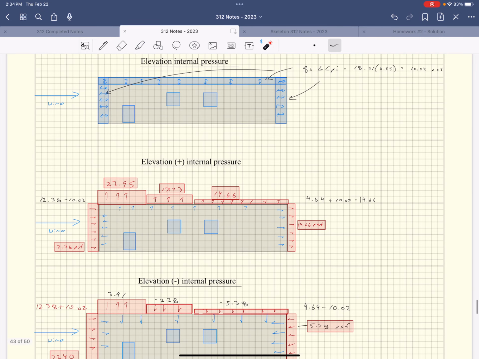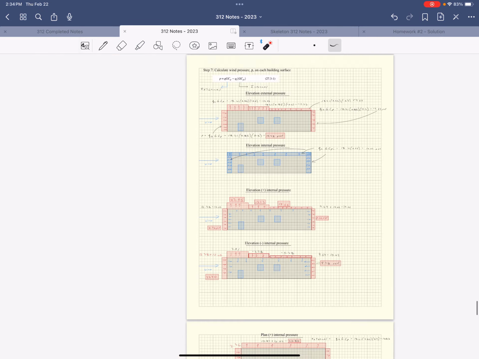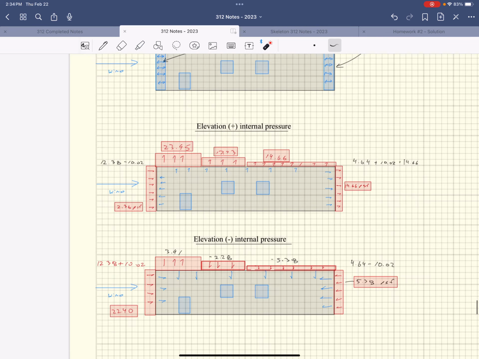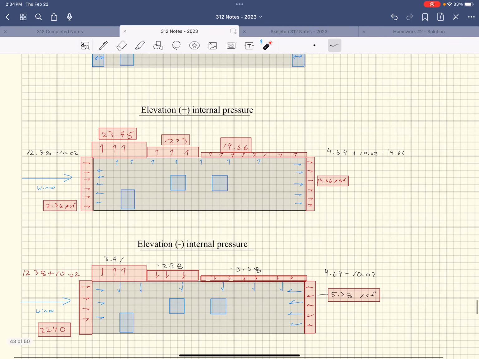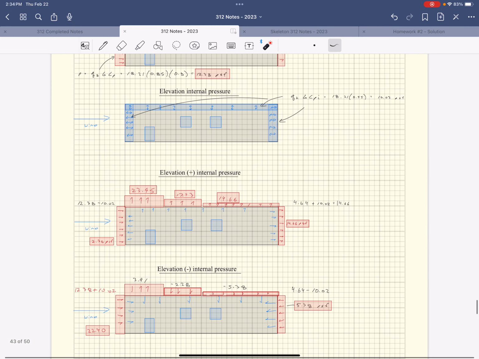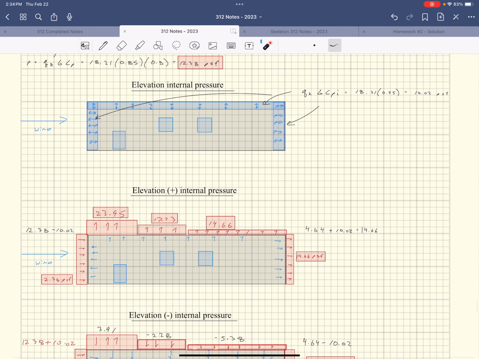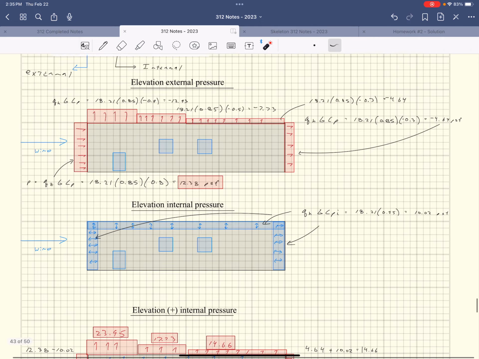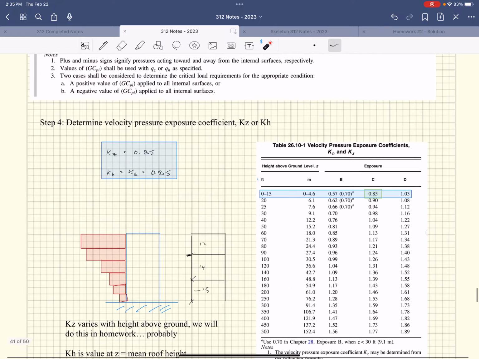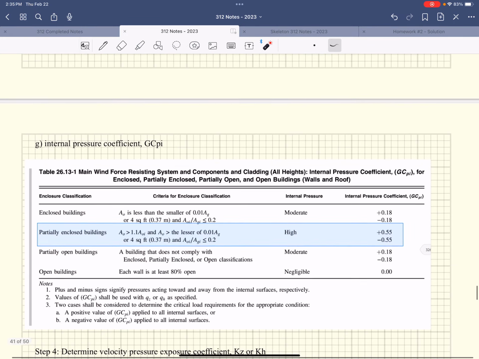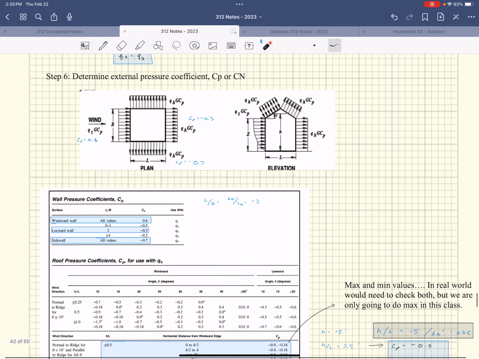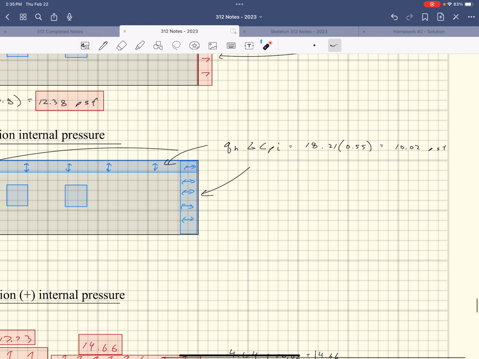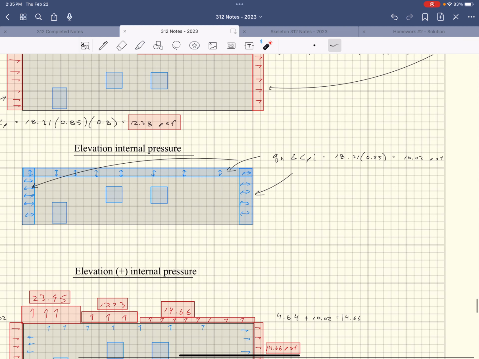So what I did down below is I said, okay, now let's combine these two things, the internal and the external. My internal pressures, I did right here. It's plus or minus 10.02. To calculate my internal pressures, I use my QH, in this case the same as QZ, which is 18.21. GCPI, we calculated up here. That's what GCPI is for the internal pressures, plus or minus 0.55. So 18.21 times 0.55, and I get 10.02 PSF. And it's either going to be a positive or a negative value.